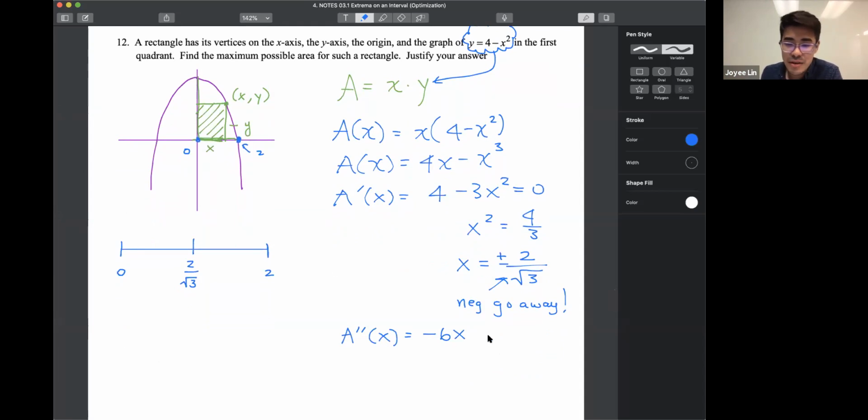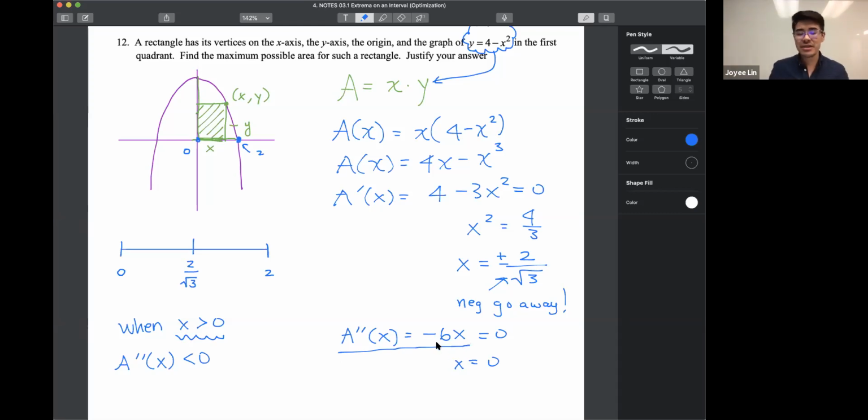Well, we can do a number line with that one too, right? We can find the critical value there, and so x is just equal to 0. Well, what happens for the second derivative when x is greater than 0? We know that because we're in the first quadrant, right? A double prime of x is going to be less than 0, because a double prime of x is negative 6x. So anytime I plug in a positive x value, I'm going to get a negative second derivative. If I get a negative second derivative, that means my thing is concave down.